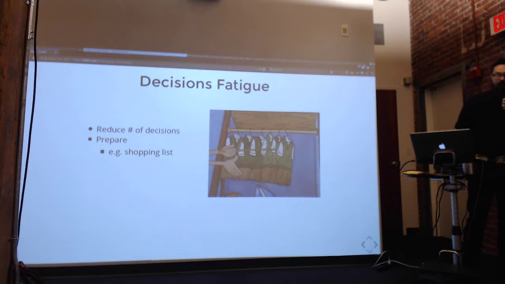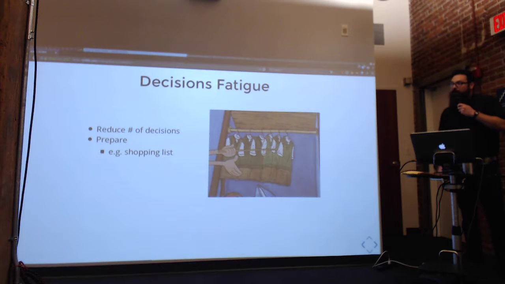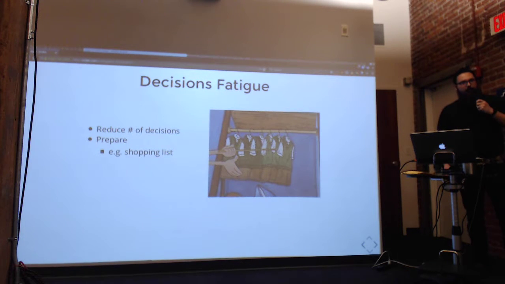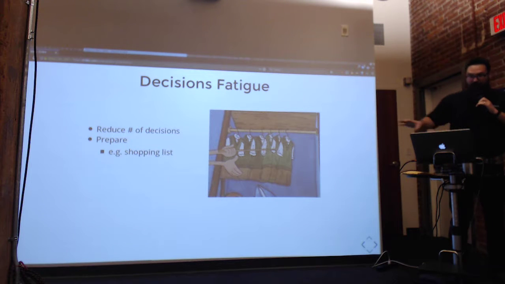You can prepare for things. So an example of this is a shopping list. It turns out that these stores really know about this stuff too. So they set things up to make it so that all the candy's there when you're leaving after you've made all the decisions and you have very low willpower and you have to have that resource.